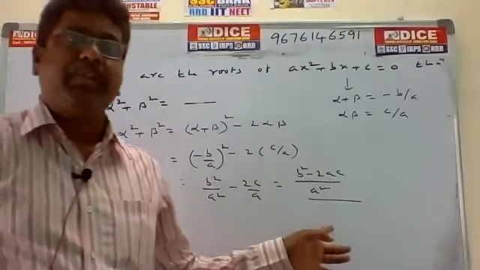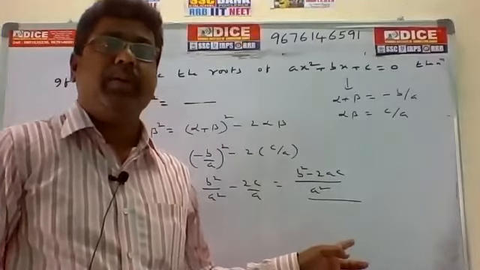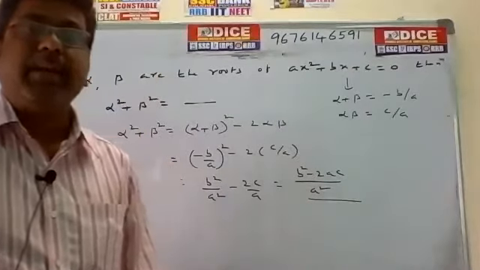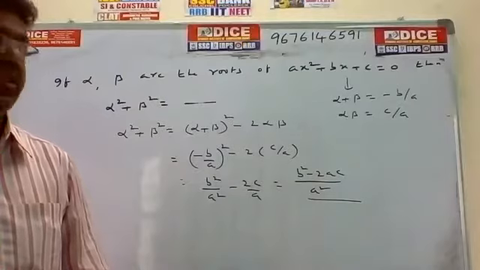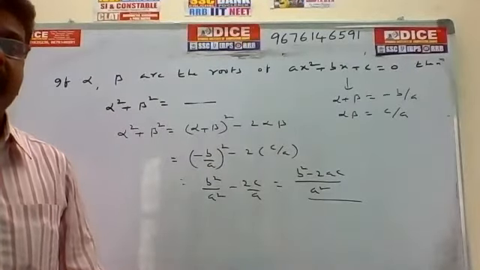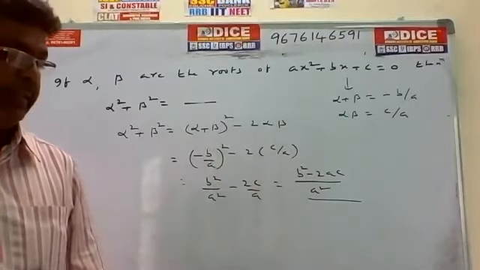Already I told you the formula for this one. It is already written in the note. The formula for alpha square plus beta square is b square minus 2ac by a square. You have to solve it this way.